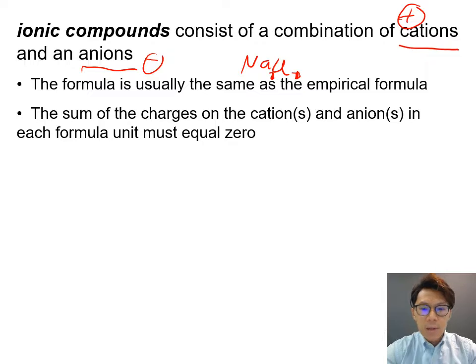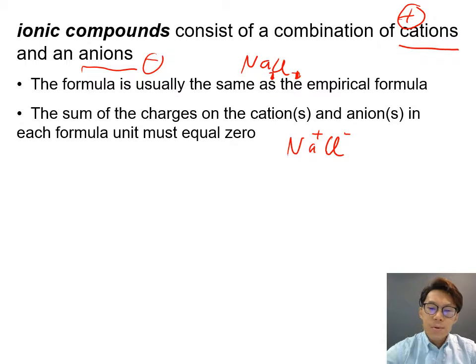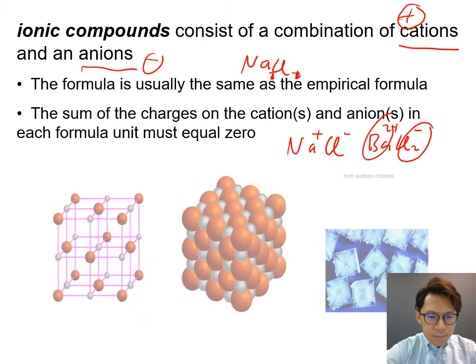The sum of the charges of the cations and anions in each formula unit must equal 0. For example, NaCl, sodium chloride: as you can see, the charge is Na plus, Cl minus, so the net charge will be 0. Another example, let's say I have barium chloride. Barium is 2 plus, chloride is 1 minus, and we have two of them, so over here we have 2 minus, so the net charge will be 0 as well.